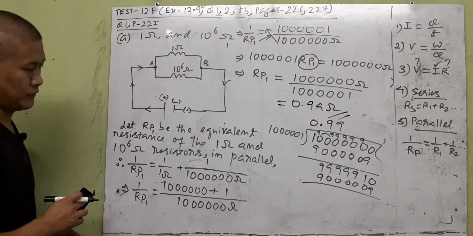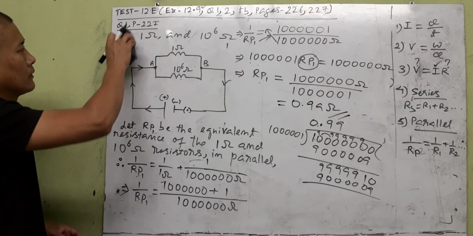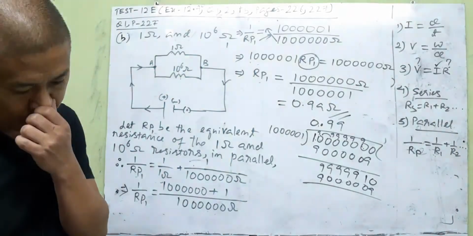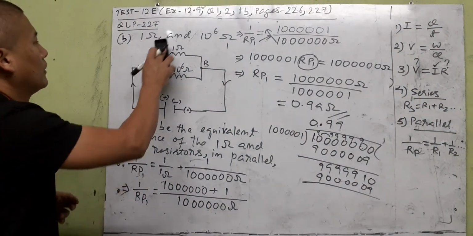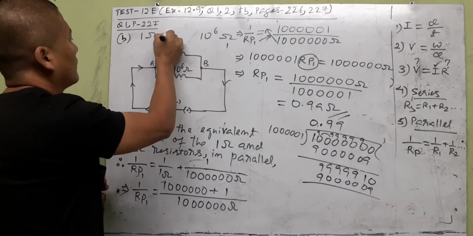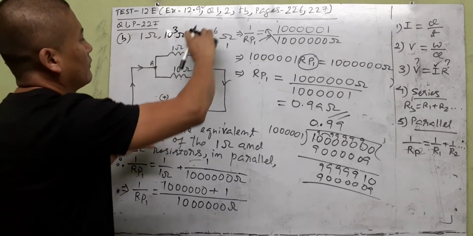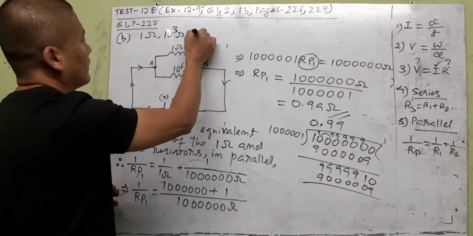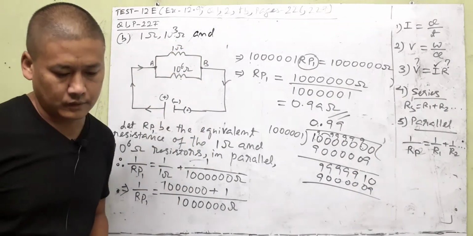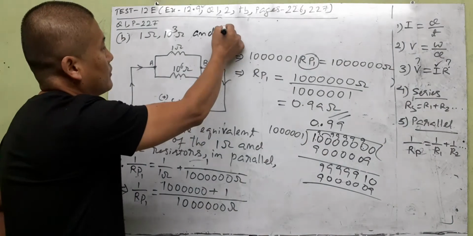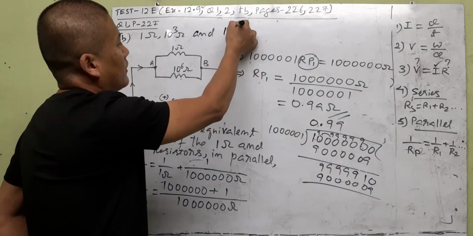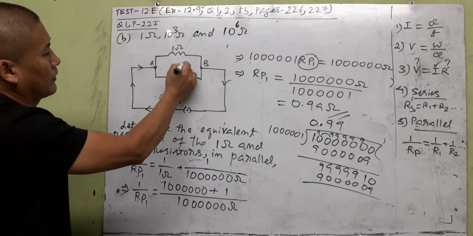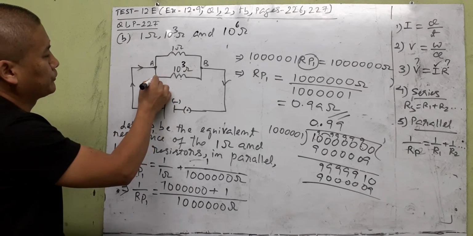Okay. Then let us go to part B. So B, you have 3 now: 1 ohm, 10 to the power 3 ohm, and then 1 more, 10 to the power 6 ohm. So 3 are connected: 1 ohm, 10 to the power 3, and 10 to the power 6 ohm. And 1 more here.